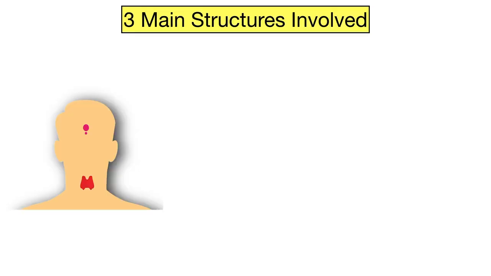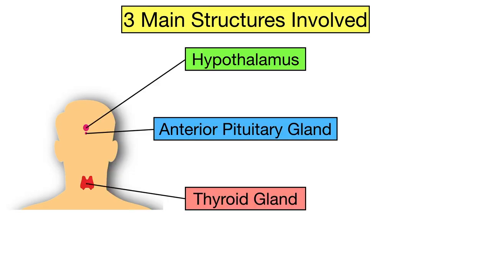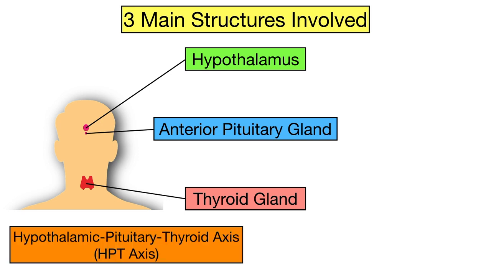There are three main structures involved in thyroid hormone regulation and synthesis. They include the hypothalamus, anterior pituitary gland, and thyroid gland. The three structures communicate and work together to produce and regulate thyroid hormone. Together they're called the hypothalamic pituitary thyroid axis, or HPT axis for short.